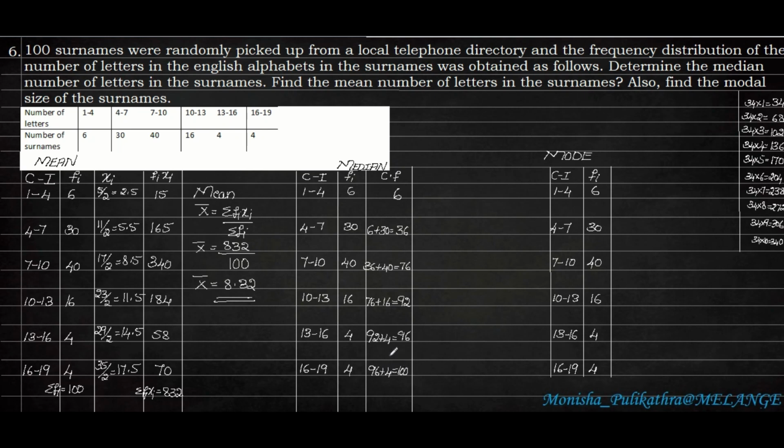In order to verify this, we need to add the frequency here. We have already added the frequency, that is 100. So the frequency n is equal to 100. The n and the last term in the cumulative frequency should be the same. Since it is the same, the calculation we have done is correct. Okay, so next we have to find out the median value.